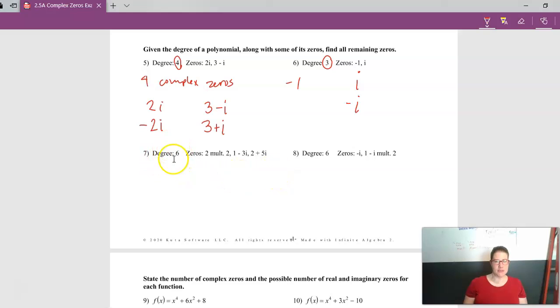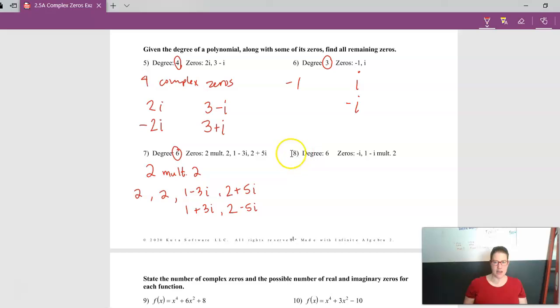On number 7, there should be 6 altogether. It's telling me that there is the real number 2 with multiplicity 2. So remember, that just means that one happens twice. So I could either write 2 multiplicity 2, or I could write it as 2, comma 2. There's 2 of them that are both 2. There's 1 minus 3i, which means its conjugate pair 1 plus 3i also would be a zero. And then there's 2 plus 5i, which means its conjugate 2 minus 5i would also need to be there. So that would be 1, 2, 3, 4, 5, 6. So that's all 6 of our zeros.